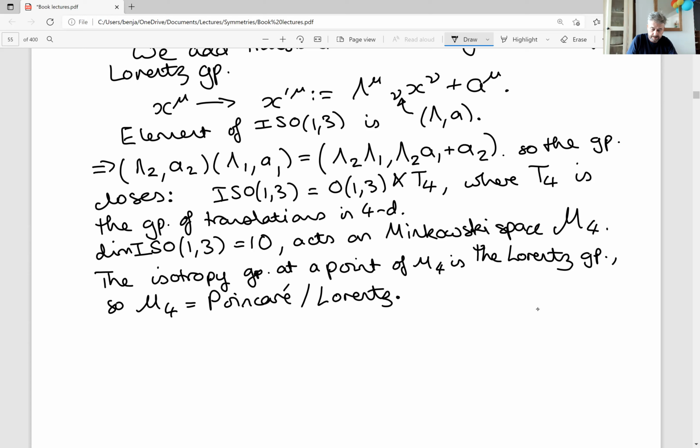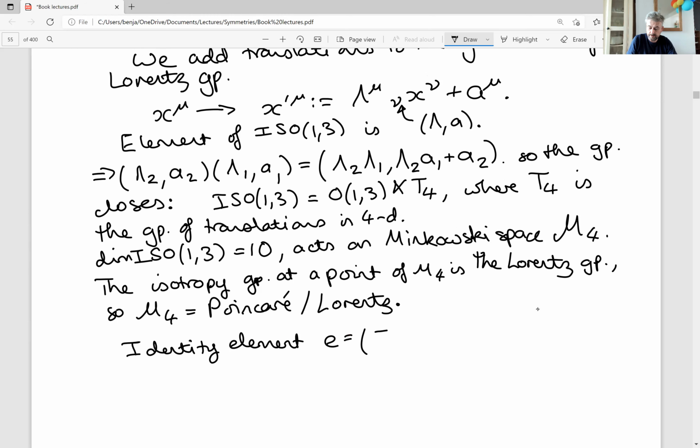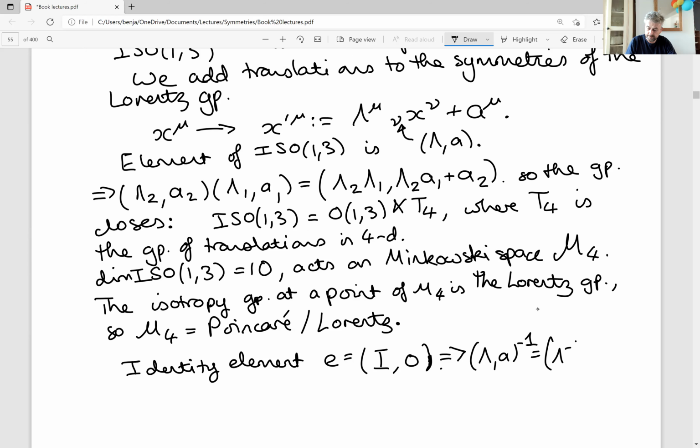So what's the identity element of the Poincare group? Well, it's when we don't do a Lorentz boost and we don't do a translation. So it's written like that. And you can check that this, with the group composition law, implies that the inverse element is just the inverse Lorentz boost, and we take minus lambda^-1 a.